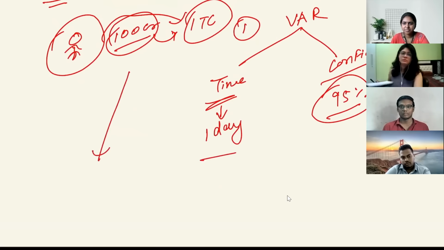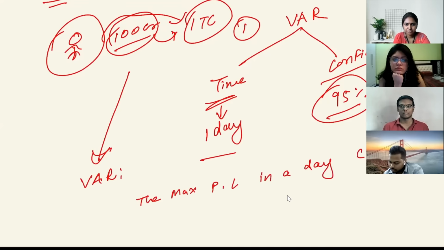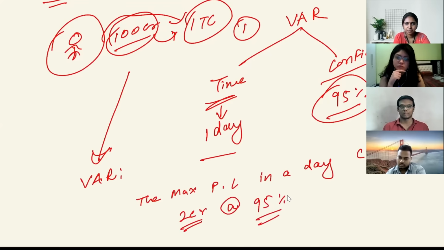Now, say for example, if I take a confidence level of 95% for one day, and you calculate the value at risk, right? We'll not go into the formula now, we'll go into it soon. I will interpret it as: the maximum possible loss in a day can be 2 crores at 95% confidence level. What I'm saying, maximum loss मेरे को 2 करोड़ का हो सकता है at 95% confidence level. What about the 5%? There can be a loss more than 2 crores.